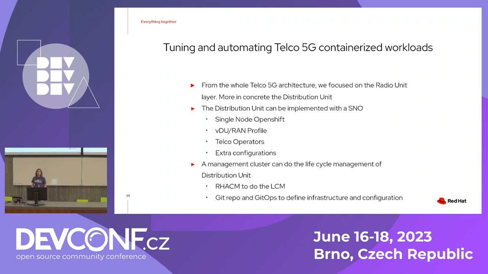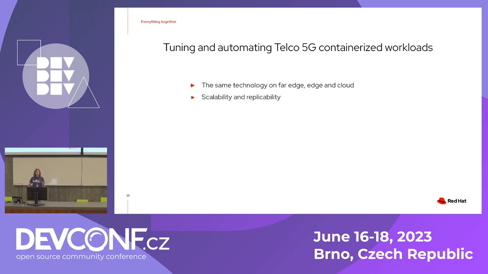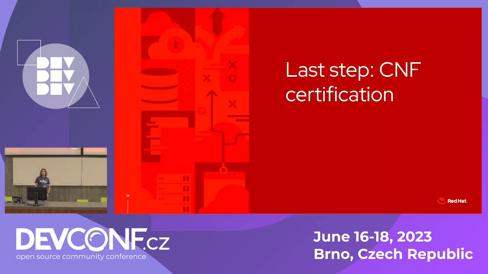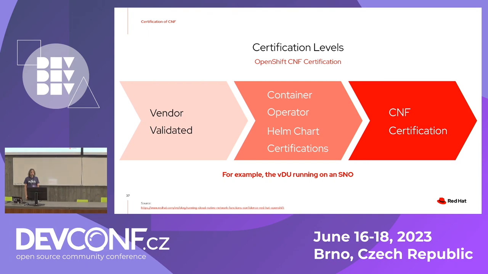The distribution unit is implemented with single node OpenShift, with this vDU run profile, with a telco operator and extra configuration, and we can have a management cluster that can do the lifecycle management, as we will see later, not only about deploying, but also about doing the configuration and the day one and day two. The same technology on far edge and cloud, and we need to provide a platform that is scalable and provides replicability.